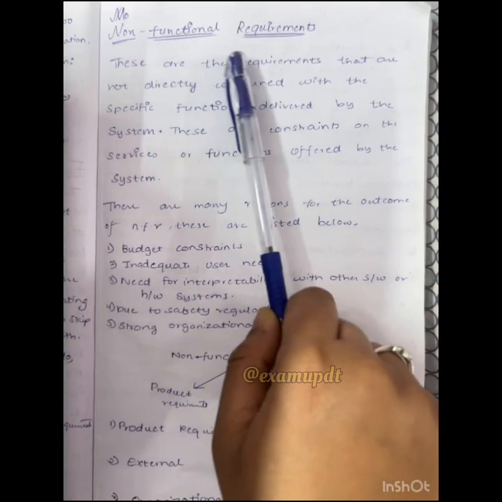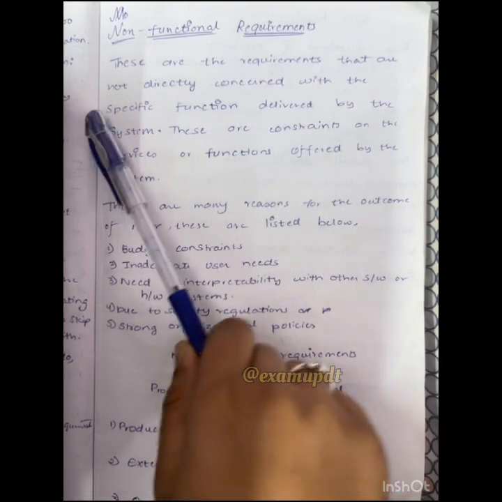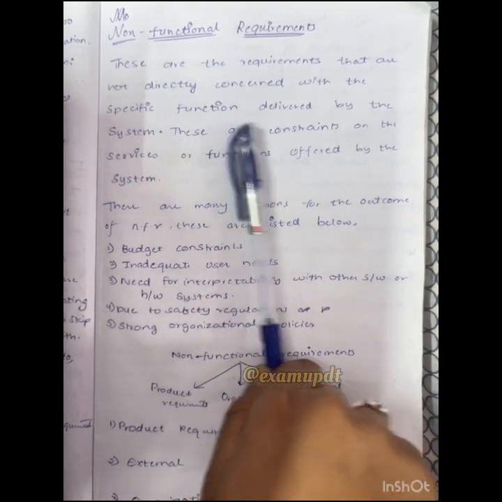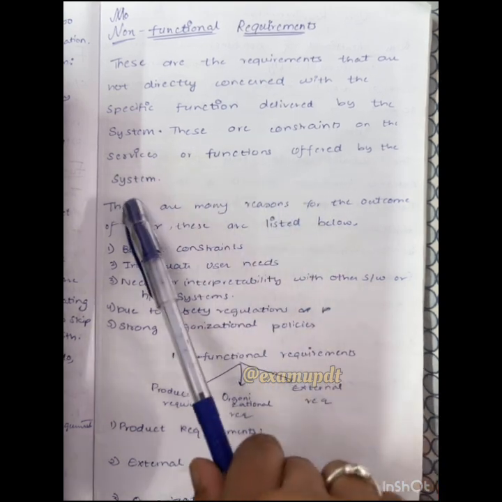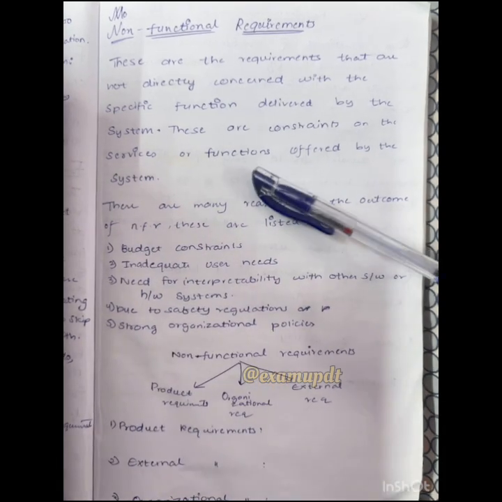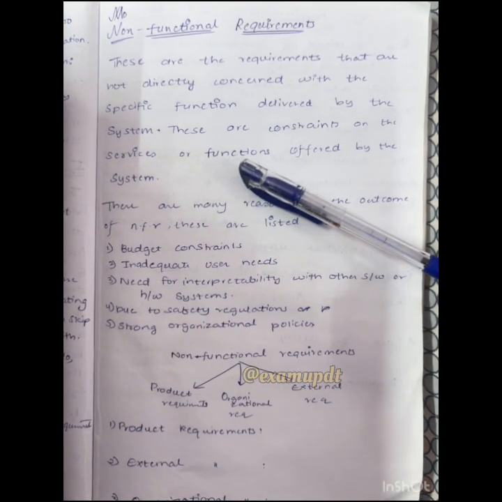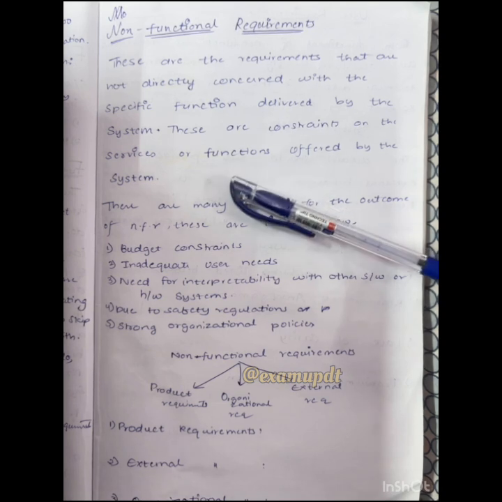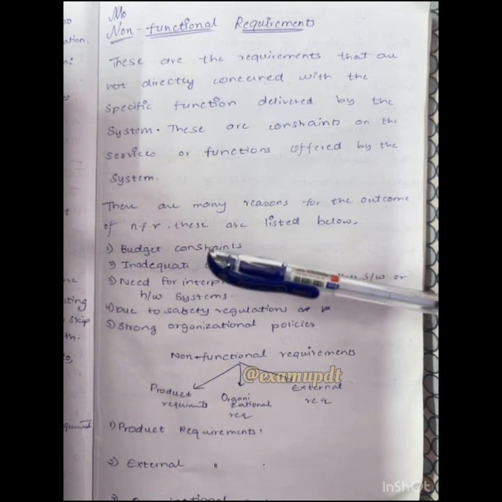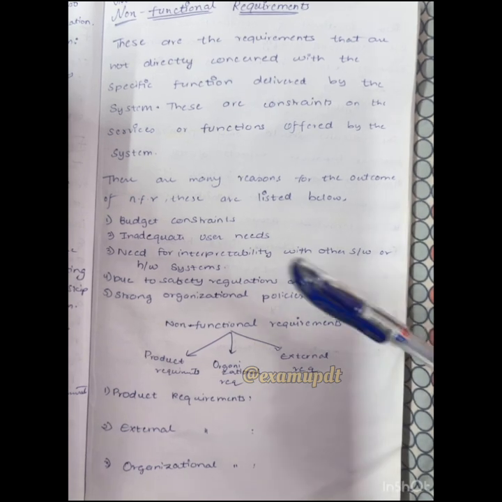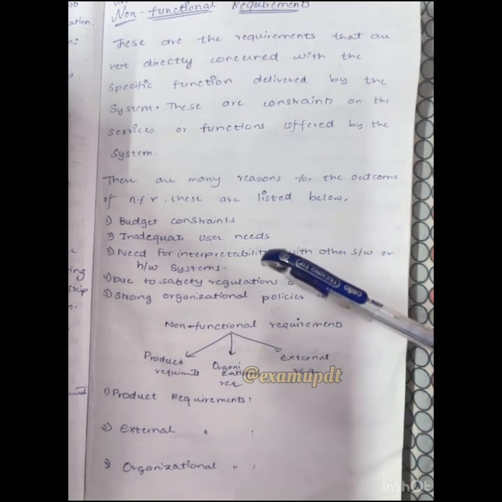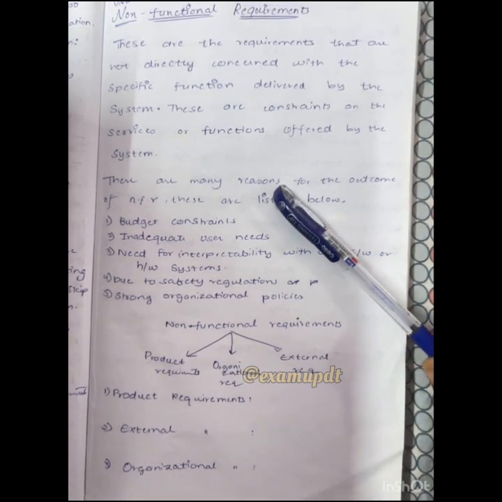Now non-functional requirements. These are the requirements that are not directly concerned with the specific functions delivered by the system. These are constraints on the services or functions offered by the system. So non-functional requirements aren't about what the system does specifically, but rather the constraints on its services or functions as a whole. They include things like reliability and performance. Basically, non-functional requirements are more important than functional ones.